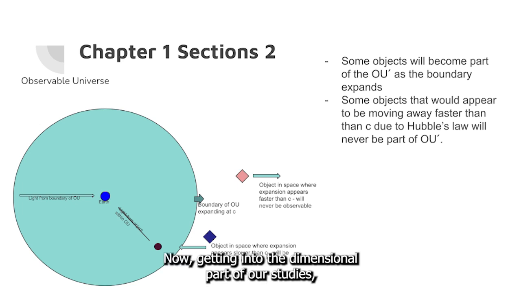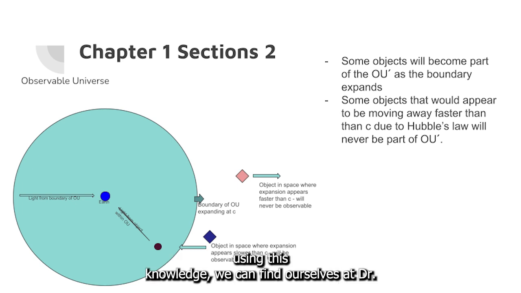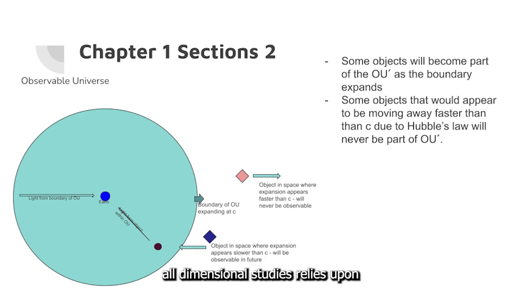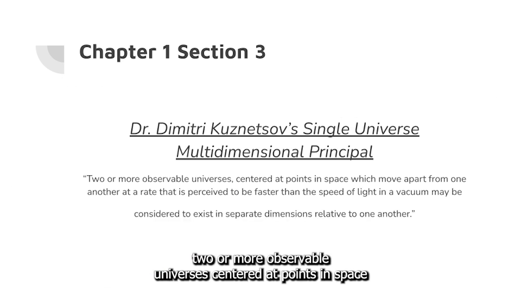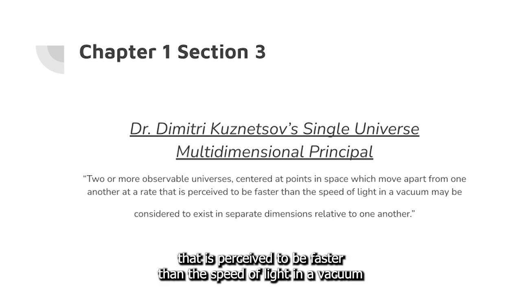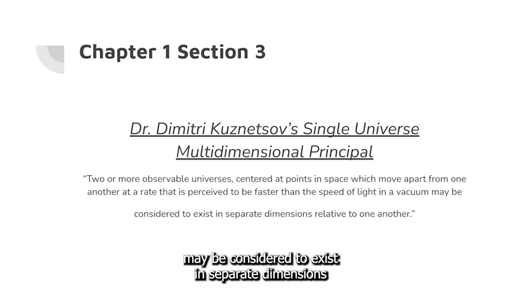Now, getting into the dimensional part of our studies, using this knowledge, we can find ourselves at Dr. Kuznetsov's single universe multidimensional principle, the principle of which all dimensional studies rely upon. 2 or more observable universes centered at points in space which move apart from one another at a rate that is perceived to be faster than the speed of light in a vacuum may be considered to exist in separate dimensions relative to one another.